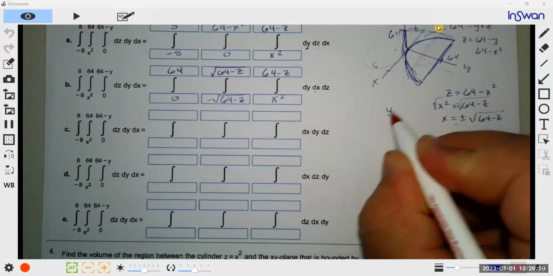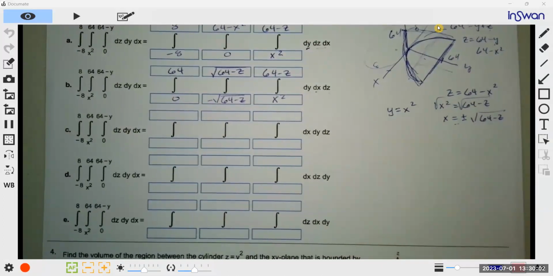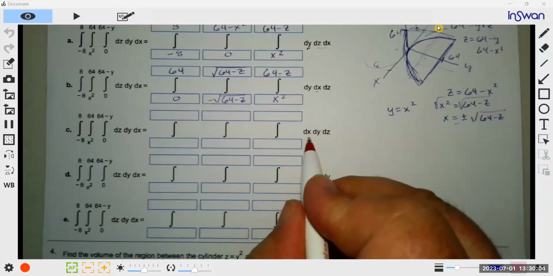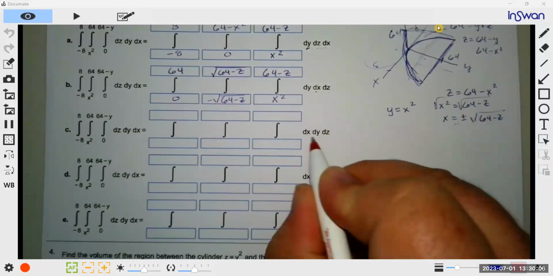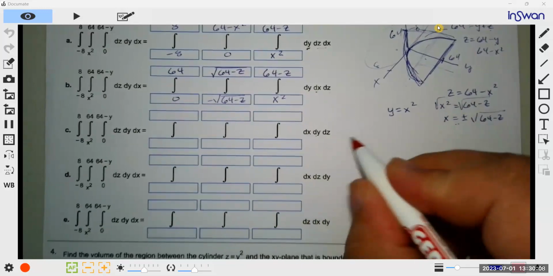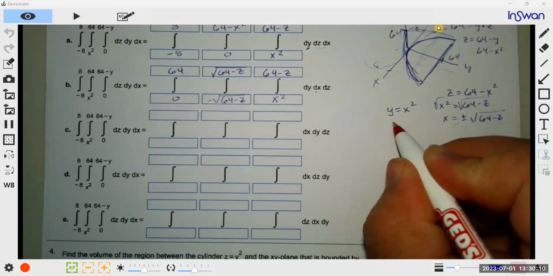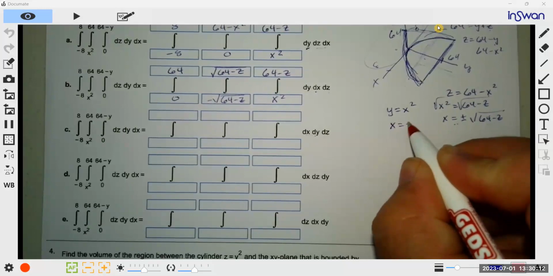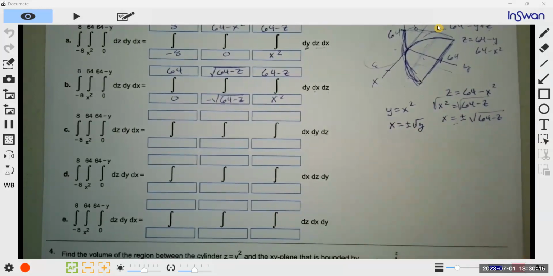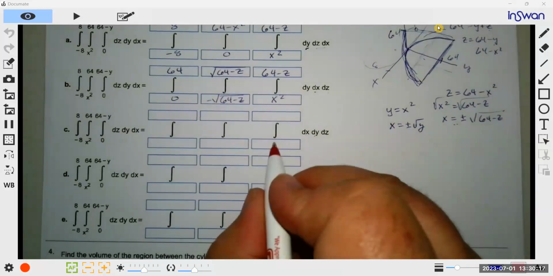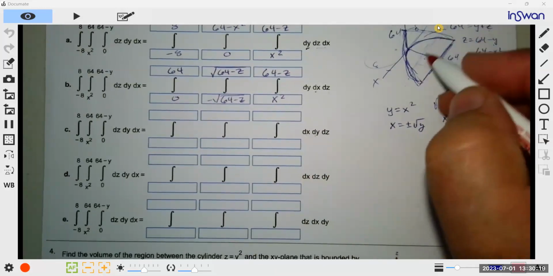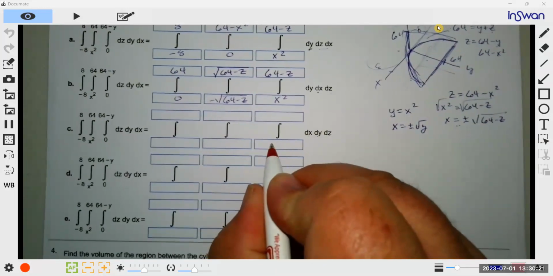Since y equals x squared, we have to solve for x, because we have to get ready for z and y anyway. So x is equal to plus or minus square root of y. So negative square root of y, positive square root of y.